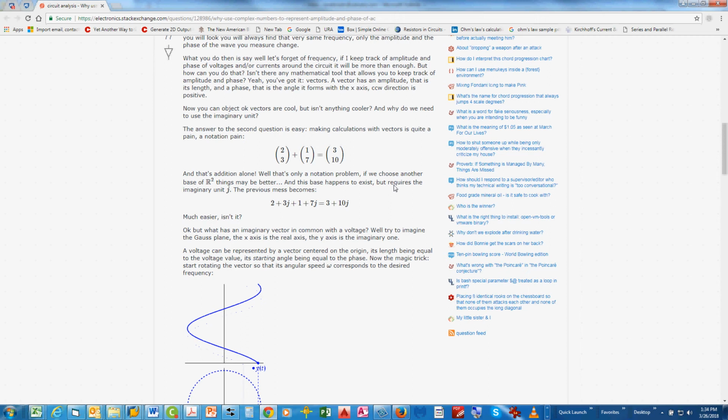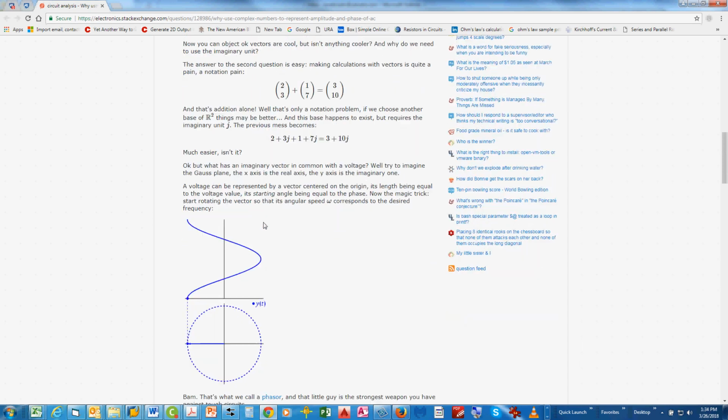And this base happens to exist but requires the imaginary unit j. The previous mess becomes this. And the j is what separates one part from the other part. So then it says, okay, what has an imaginary vector in common with voltage? We'll try to imagine the Gauss plane. The x-axis is the real axis. The y-axis is the imaginary axis.